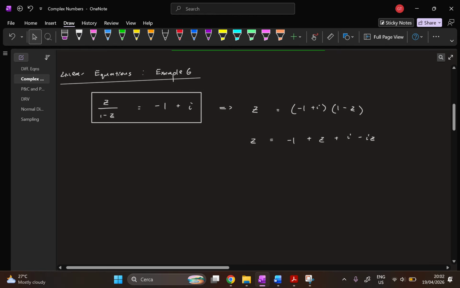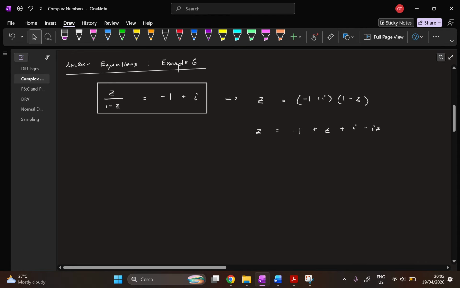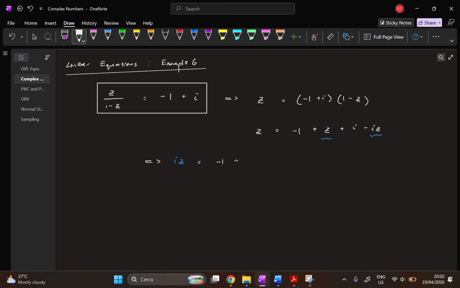Okay, and now here is the part, right? In order to compare real and imaginary parts, I want to group the terms containing z. So how do I do this? Let's look at what I have here. Which parts of this contain z? This term and this term contain z, right? So from here, you can see that I have z on this side, then I have minus iz here. So I can shift this minus iz to this side, such that this becomes positive iz, and then on the right hand side, it's still minus 1 plus i. So I make z the subject.